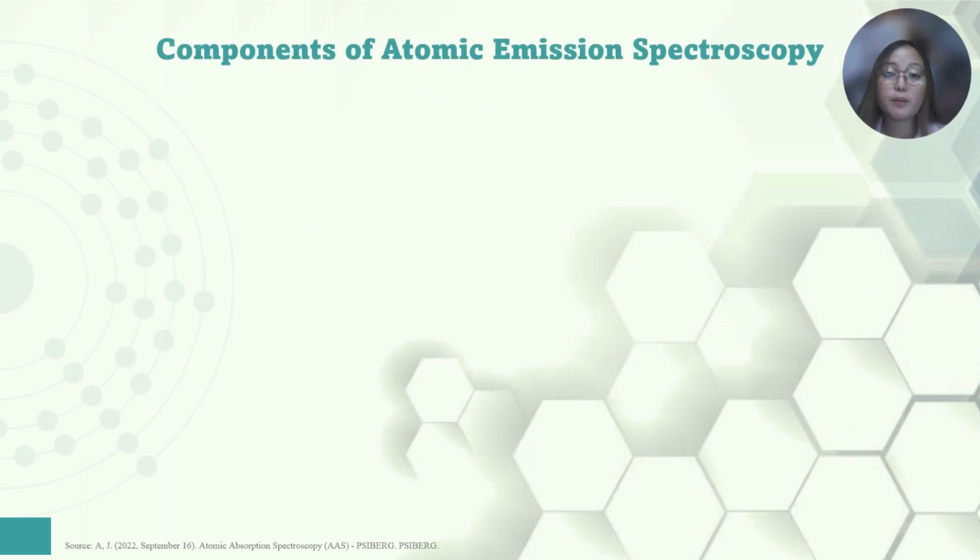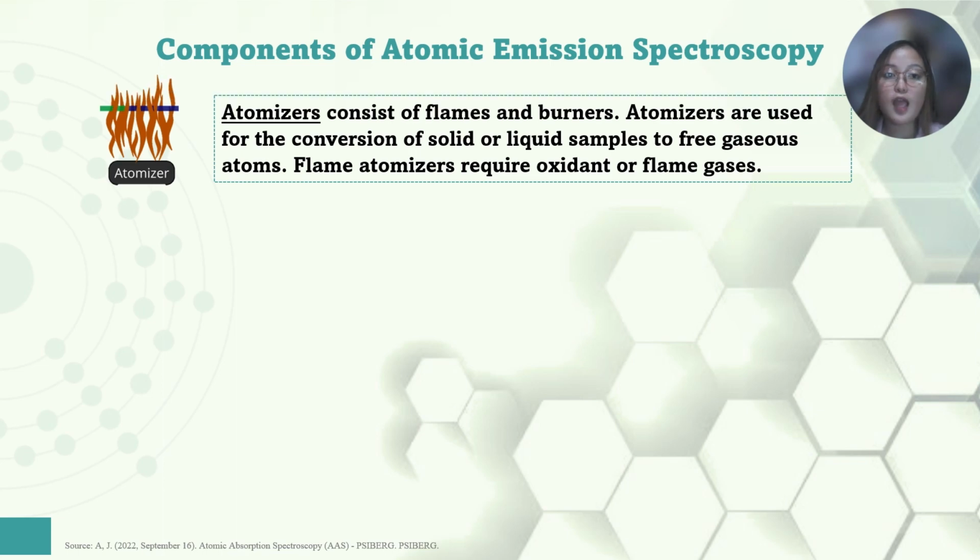So these are the major components of atomic emission spectroscopy. First is atomizers. Atomizers consist of flames and burners, and they're used for the conversion of solid or liquid samples to free gaseous atoms. Flame atomizers require oxidant or flame gases.